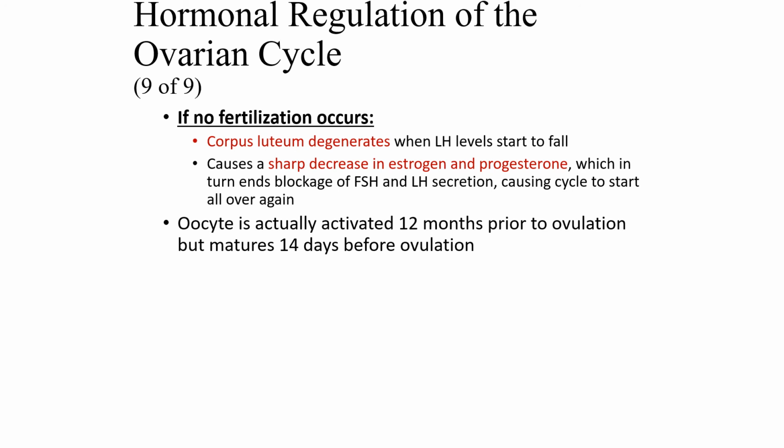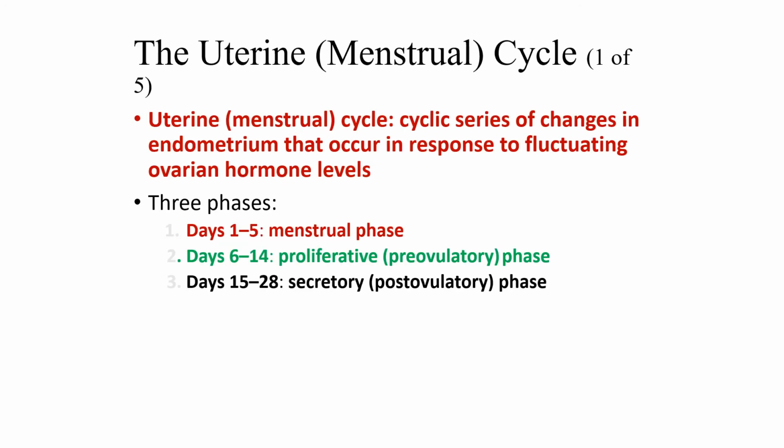It's really interesting that the oocyte is activated a year before ovulation, but it matures 14 days before ovulation. That's wild, isn't it? It's activated a year in advance, but it doesn't reach full maturity, ready to activate, until 14 days before ovulation.